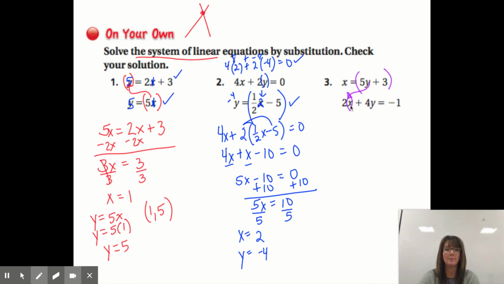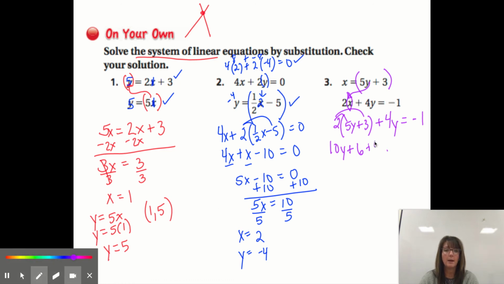So instead of 2 times x, I'm going to take 2 times (5y plus 3). And notice that when we do this, now we have an equation with just y. So we've substituted in, and instead of 2 variables, we have 1 variable, and that's the important part. So we're going to distribute here: 10y plus 6, plus 4y equals -1. Like terms are going to be 14y plus 6 equals -1.